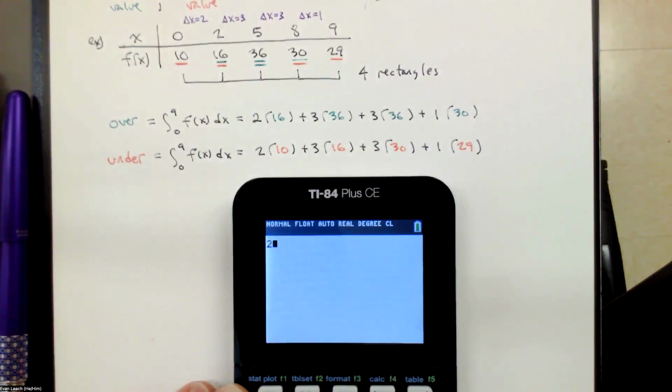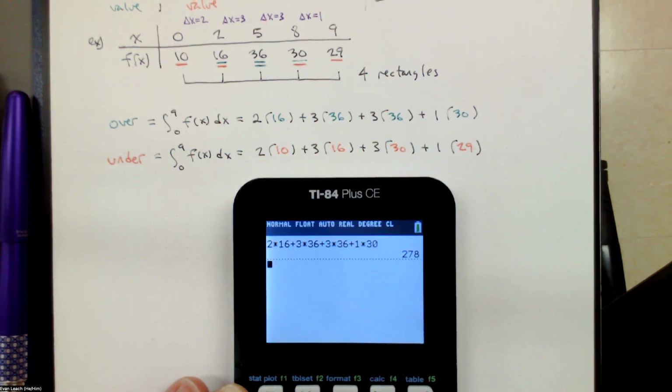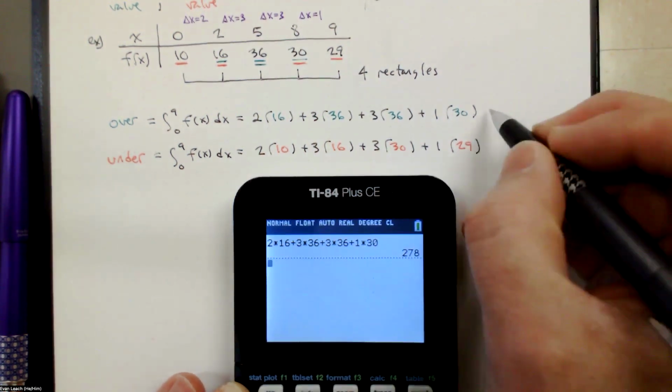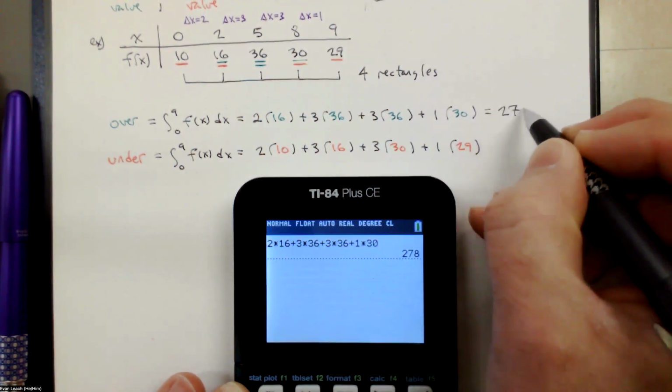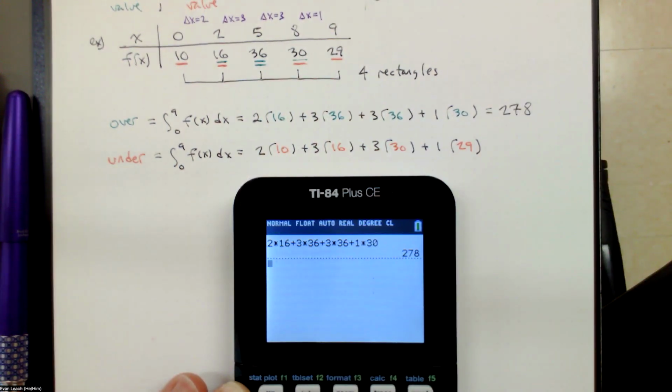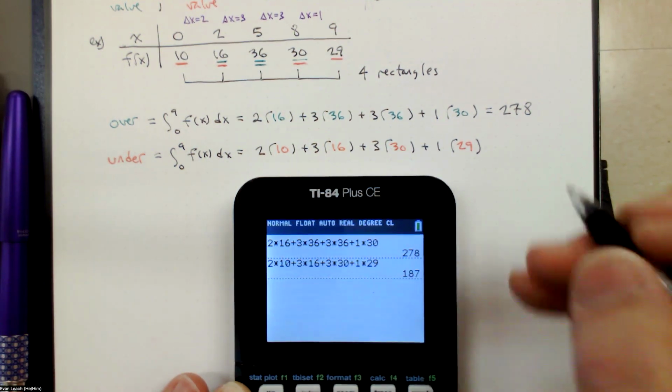So I have 2 times 16 plus 3 times 36 plus 3 times 36 again plus 1 times 30. Our overestimate is 278. For our underestimate, we have 2 10s, 3 16s, 3 30s, and 1 29. So our lower estimate is 187.